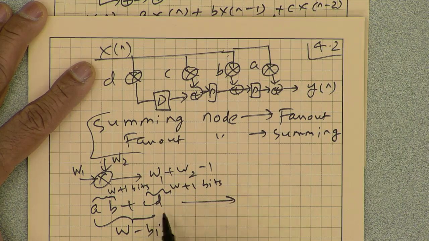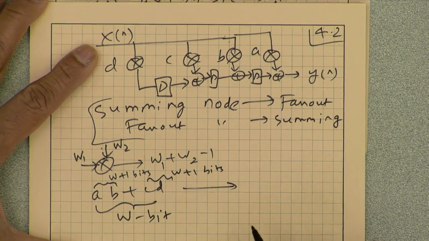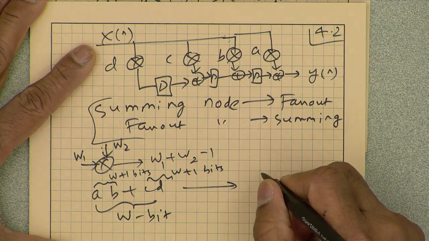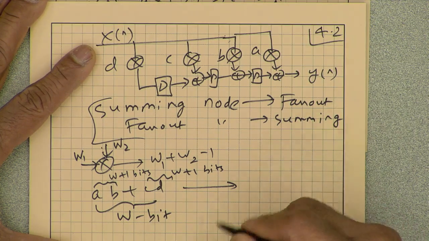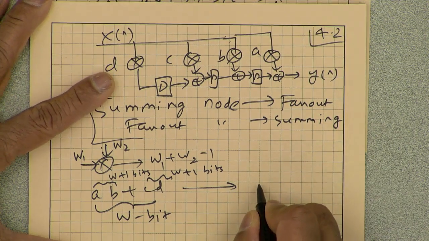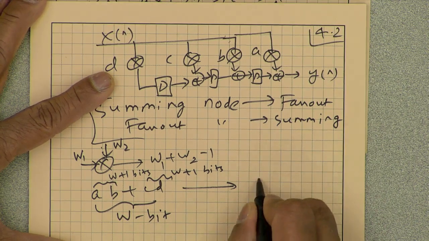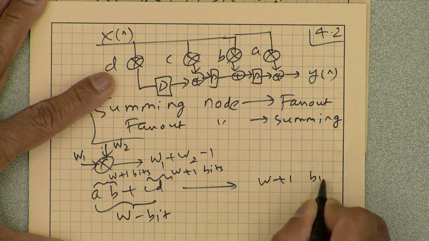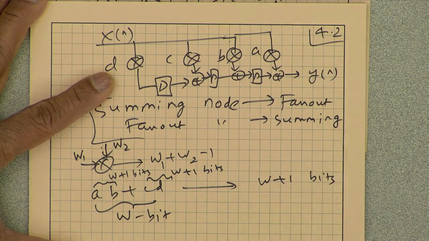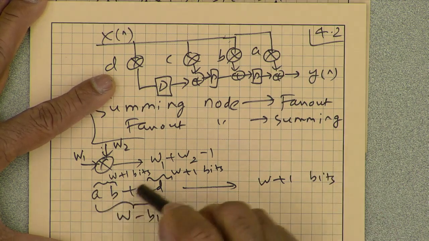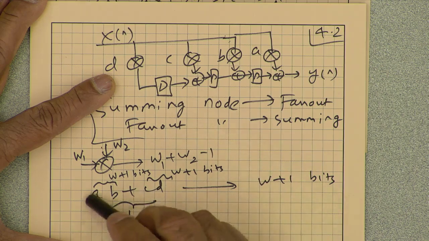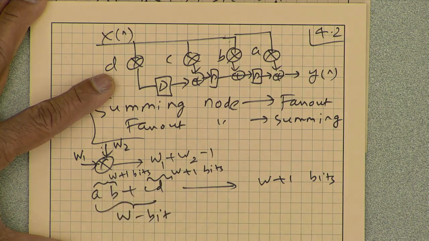and AB plus CD. By the way, when you add two things, the dynamic range doubles, so you need one more bit, and it so happens that in this case we don't really need more than W plus 1 bits, and if you see the dynamic range, if each of these is between minus 1 and 1, A times B will be, well, let's see.